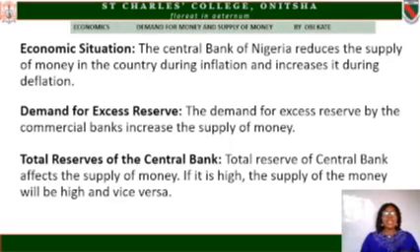Then demand for excess reserve. The demand for excess reserve by commercial banks increases the supply of money. Then we have total reserves of the central bank. Total reserves of the central bank affect the supply of money. If it is high, the supply of money will be high, and vice versa.